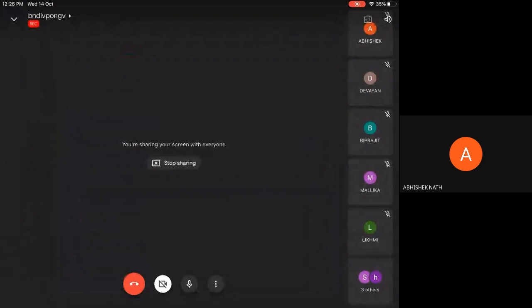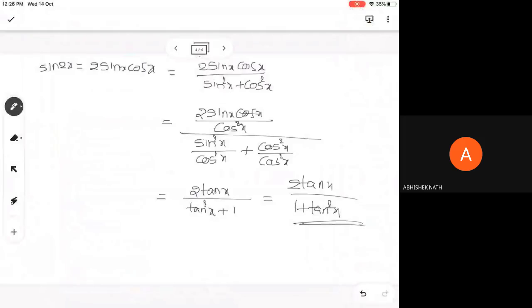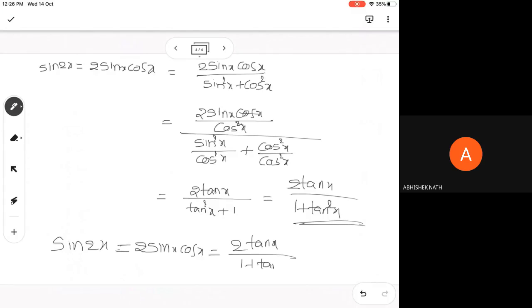So this is sin 2x. The sin 2x formula you should remember in two ways: sin 2x is equal to 2 sin x cos x, or 2 tan x by 1 plus tan square x.